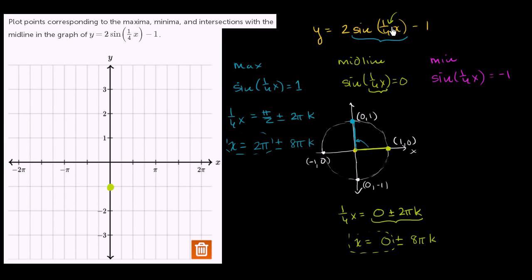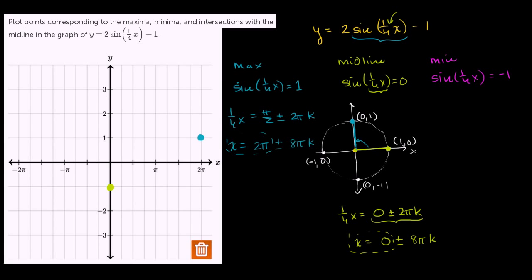When x equals 2 pi, 1/4 of 2 pi is pi over 2. Sine of pi over 2, we already saw is 1. 2 times 1 is 2, minus 1 is 1. So when x is 2 pi, we're at the point y is equal to 1. That is a maximum point.